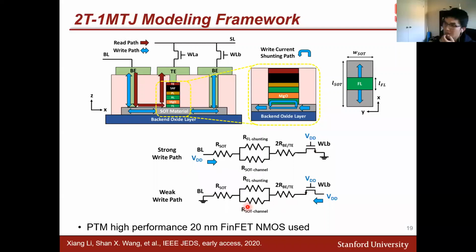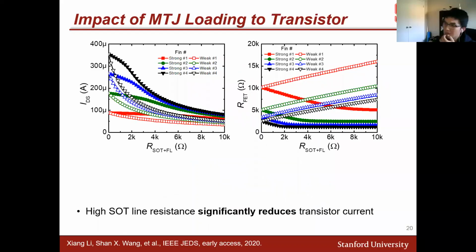Okay, so if we also consider this, in the subsequent analysis we will only focus on the weak path because this is the limiting factor of the write performance. So with that, I used Cadence to model this cell, and we can see here that for the strong path and weak path, the current drive in the strong path is much larger than the weak path. If we plot it in terms of the resistance, it's also consistent.